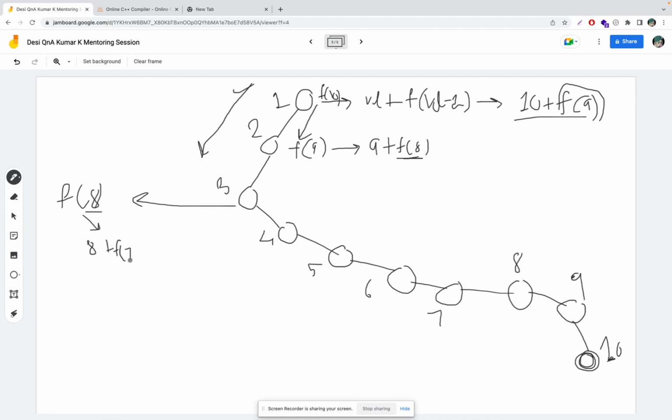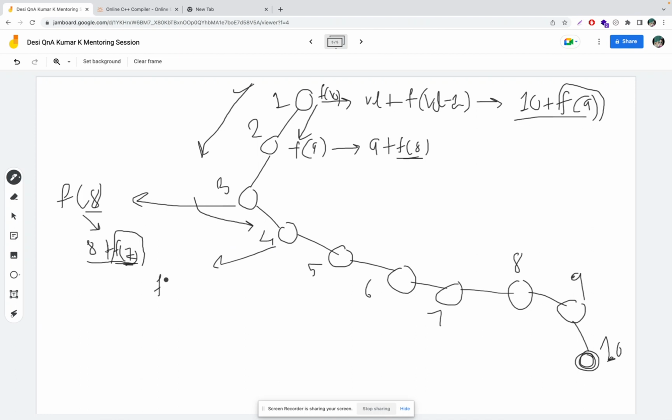As simple as that, guys. Now the program says f of 7, but the program does not know the value of f of 7. So what will the program do? Nothing. It will just call f of 7 again to know its value. Got it, guys? So it will go from the third node to the fourth node. The fourth node is the place where it calculates the value of what?